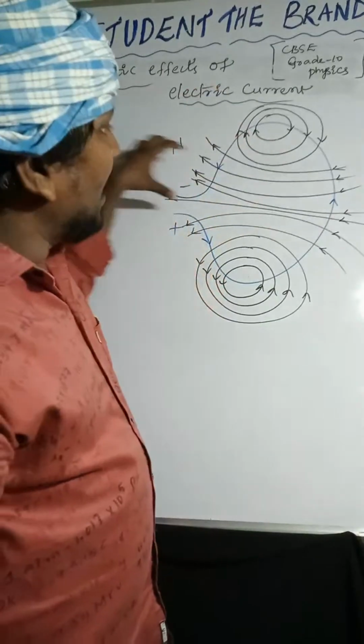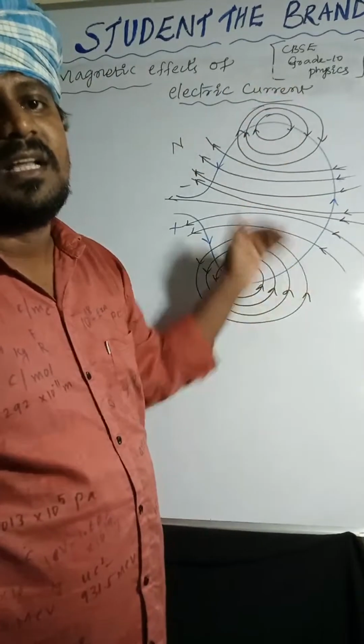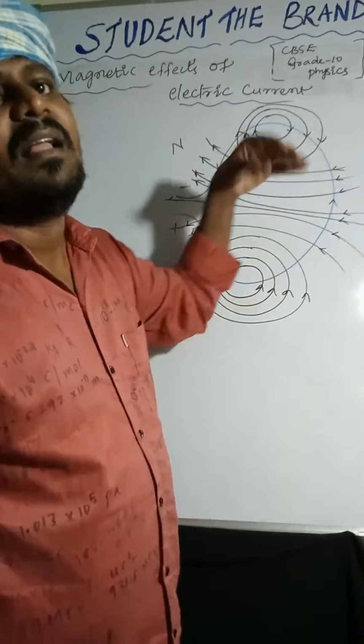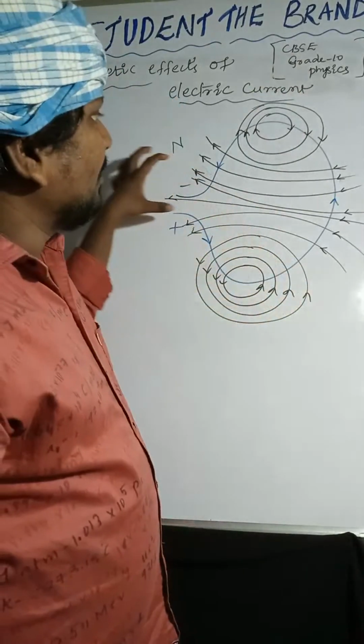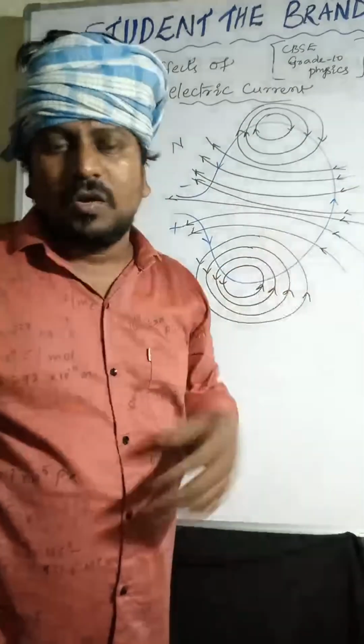So then the magnetic field will be more at the center than at the circumference. Very, very important: magnetic field will be more at the center than at the circumference. So this is about the loop.